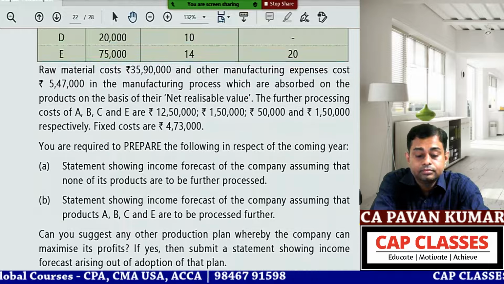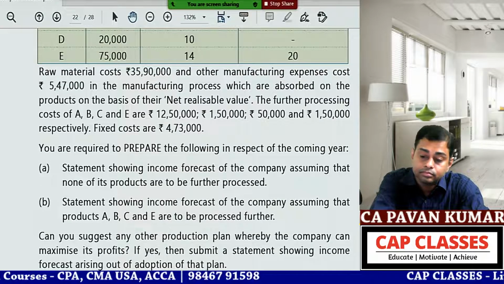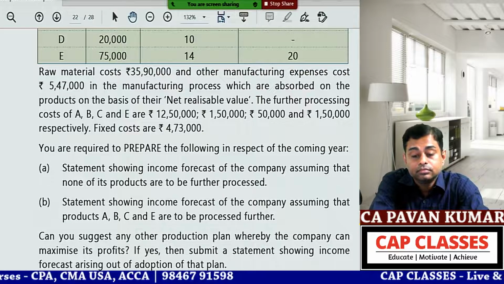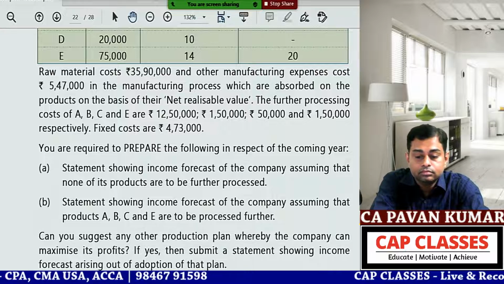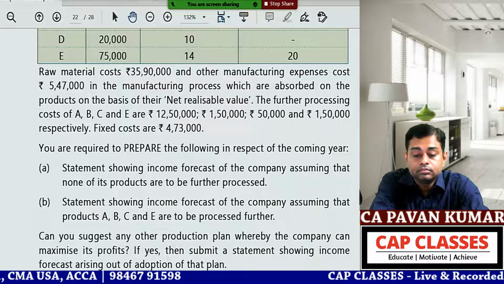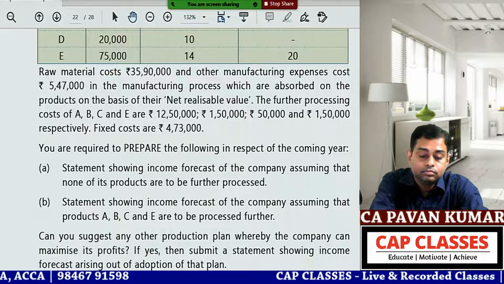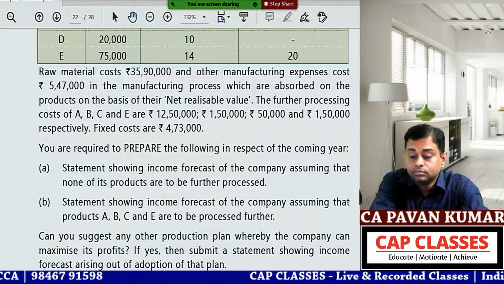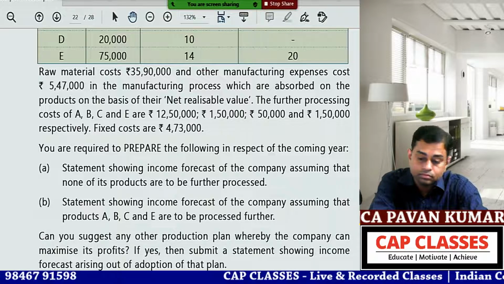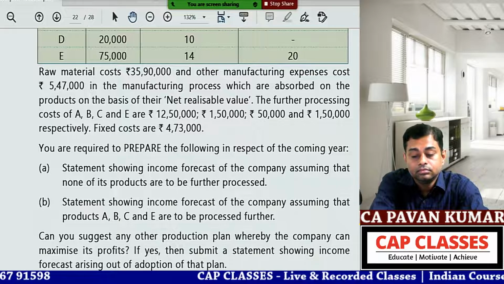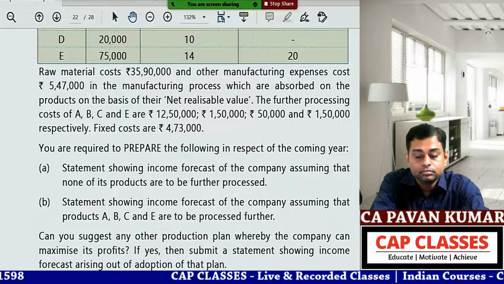Statement showing income forecast of the company, assuming that none of its products are to be further processed. Statement showing income forecast of the company, assuming that products A, B, C and E are to be processed further. Can you suggest any other production plan whereby the company can maximize its profits? If yes, then submit a statement showing income forecast arising out of adoption of that plan.